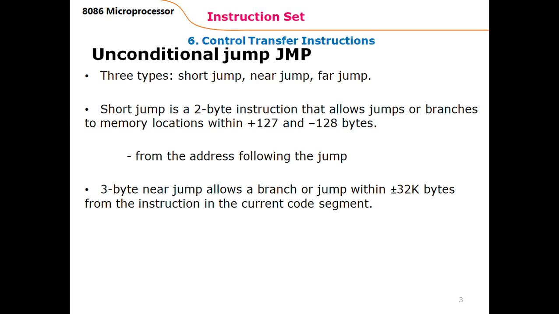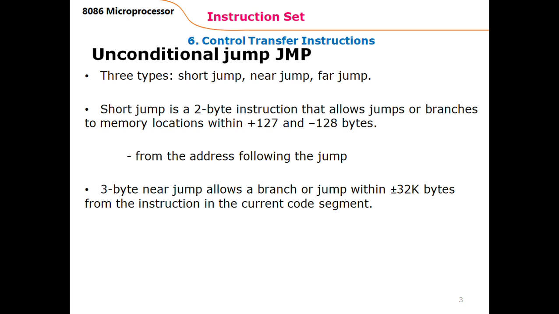In case of a short jump, the range is from plus 127 to minus 128. So the jump can happen in the forward direction or in the backward direction. Plus 127 is the maximum number of bytes in the forward direction, and minus 128 is the maximum number of bytes that can be skipped in the backward direction.